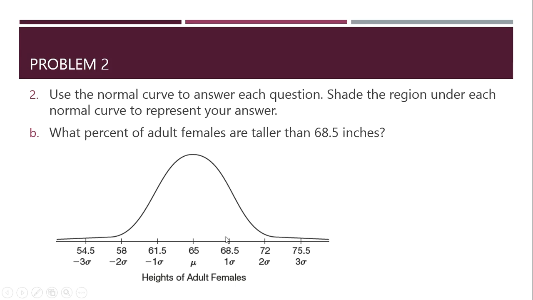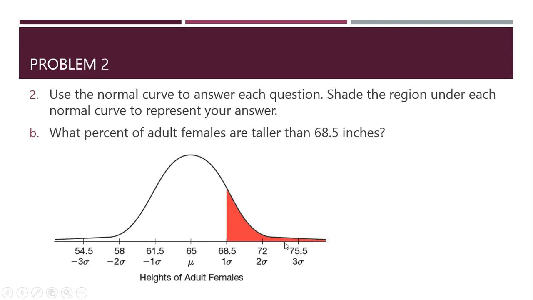So I want to know the percent of females taller than 68.5 inches. So I'm going to shade everything to the right of that 68.5. Now, if I want to know the percent, well, I know the whole thing is 100. So let me give this some thought. So that means this half would be 50%, right? If the whole thing is 100%, from the mean to the right is 50%, but I want to subtract out that little chunk. So I want to subtract out this chunk here, right?